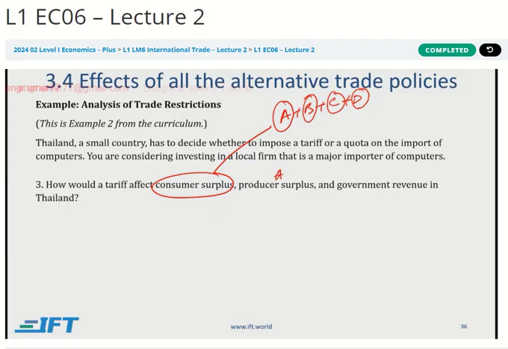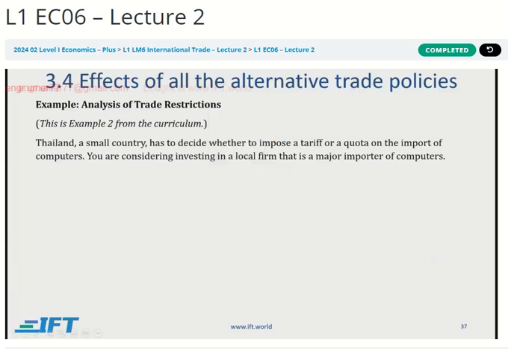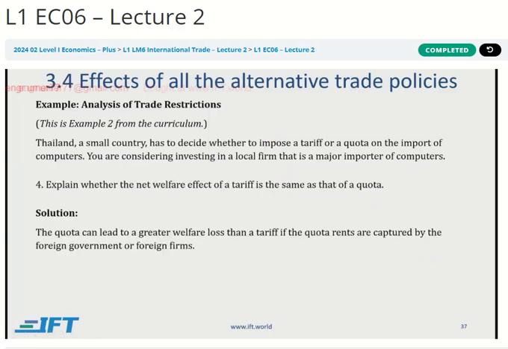Producer surplus is A, government is C. So government revenue will go up, producer surplus will go up, consumer surplus will come down. All of this is negative for consumer surplus. So consumer surplus goes down, producer surplus goes up, and government revenue also goes up. All right.